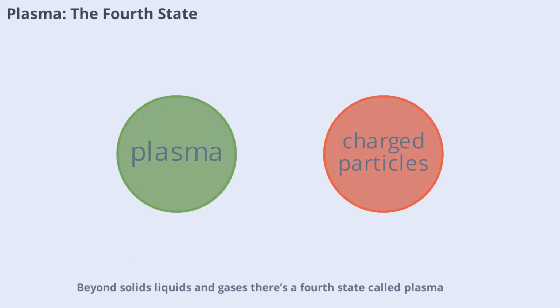Beyond solids, liquids, and gases, there's a fourth state called plasma. Plasma is less familiar in our daily lives but is actually the most common state of matter in the universe. It's found in stars, lightning, and neon signs. In plasma, particles are so energetic that electrons break free from atoms, creating a soup of charged particles. This gives plasma unique properties like conducting electricity and responding to magnetic fields. While we don't encounter plasma often on Earth, it's essential for understanding the cosmos and modern technology.